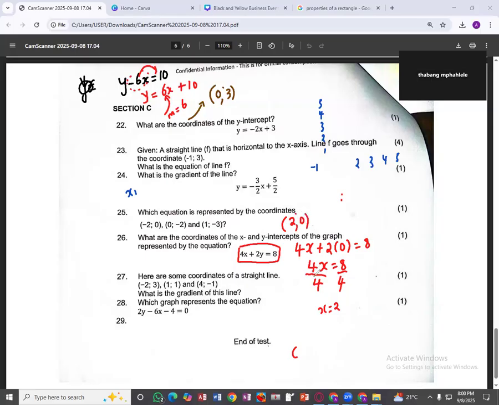And the coordinates of the y-intercept, to find the y-intercept, you simply put x as 0. Your coordinate, make sure that you do it. Your coordinate should be 0 and 4.